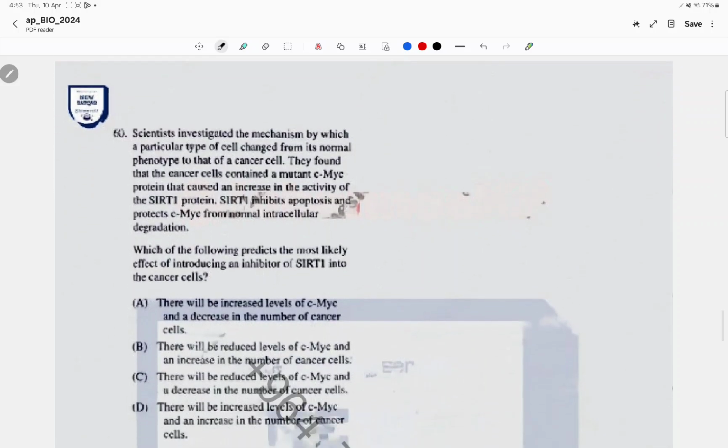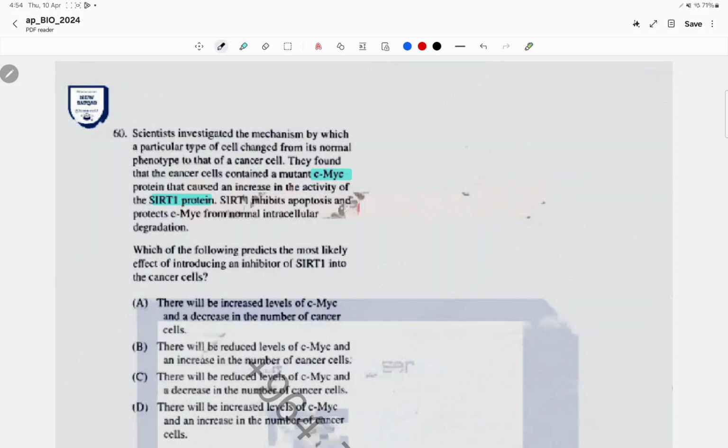Scientists investigate the mechanism by which a particular type of cell changed from its normal phenotype to that of a cancer cell. They found that the cancer cell contained a mutant CMYC protein that caused an increase in the activity of SIRT1 protein. And SIRT1 inhibits apoptosis and protects CMYC from intracellular degradation.